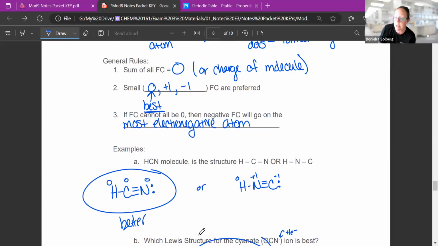So I would try this one here: which Lewis dot structure for the cyanate ion is the best? Remember that a negative charge means you add an electron. So count some more valence electrons, make it into a structure, and then decide which one is best.